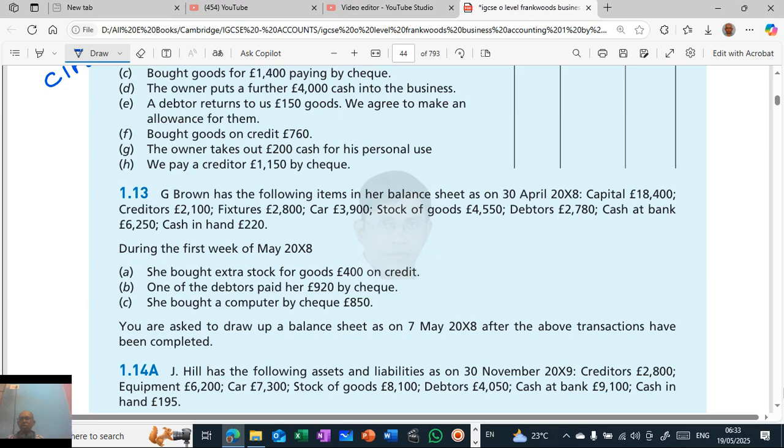So next question, 1.13. G Brown has the following items in her balance sheet as on 30th April 20-8: capital 18,400, creditors 2,100, fixtures 2,800, car 3,900, stock of goods 4,550, debtors 2,780, cash at bank 6,250, cash in hand 220.